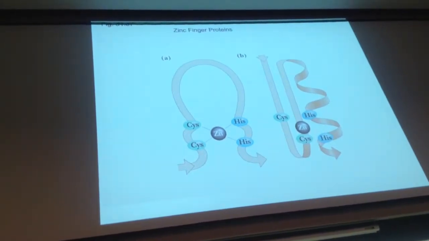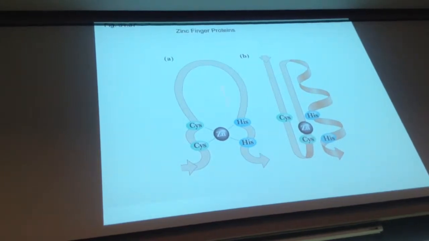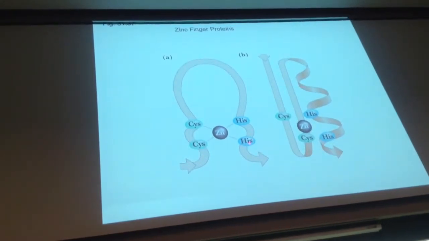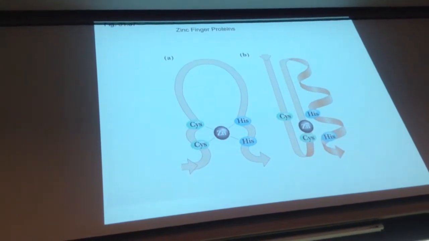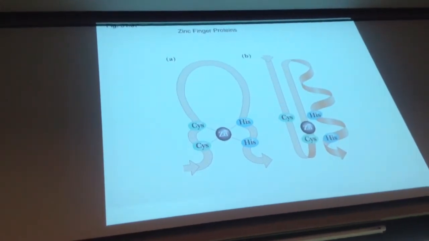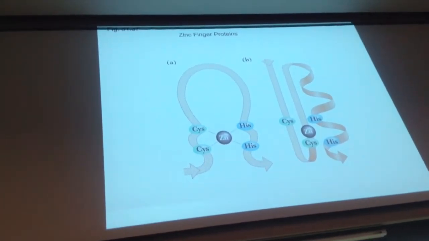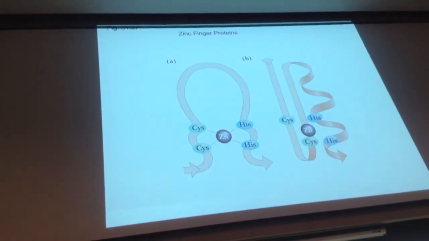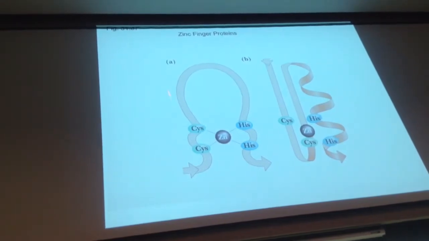Zinc fingers are structures. They define a structure that's formed in a protein sequence when that protein interacts with zinc. It can either be two cysteines and two histidines that bind to zinc, forming this finger structure, and that depends, of course, on where these residues occur along the amino acid sequence. There can also be four cysteines that coordinate that zinc. But in all cases, they create this finger.